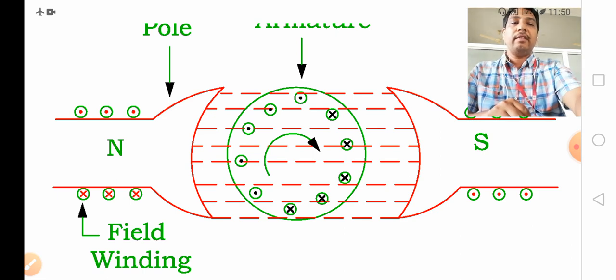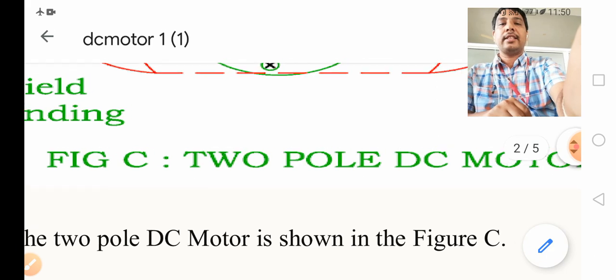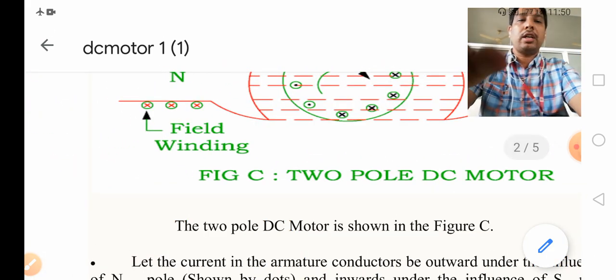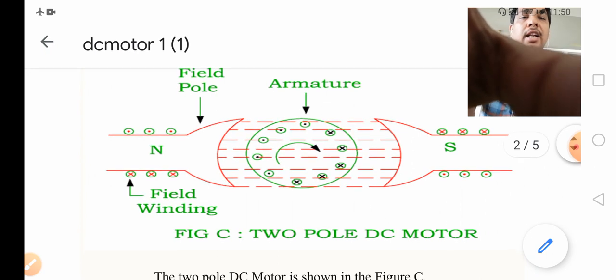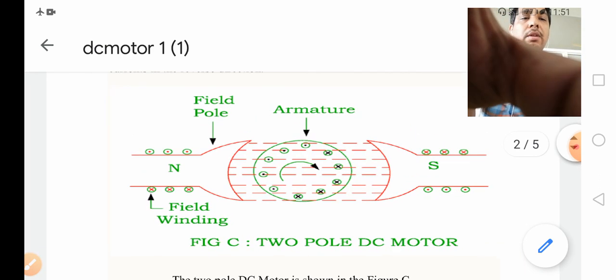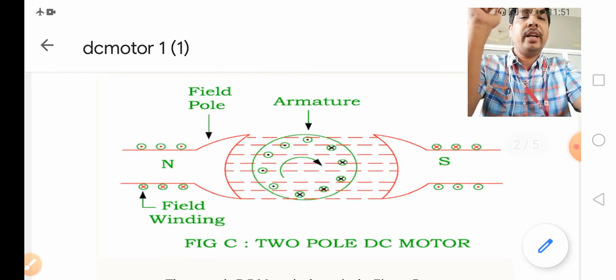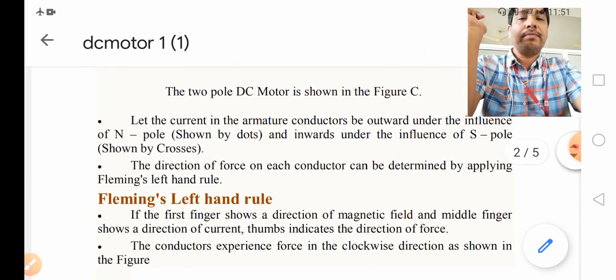In this way we can say how it operates in the case of a DC motor. You can analyze that there is much more force across the top part of the north pole and the bottom part of the south pole. So more force is produced in the case of a DC motor.